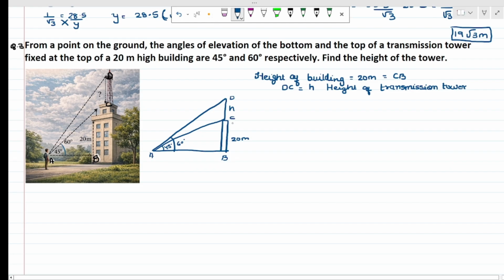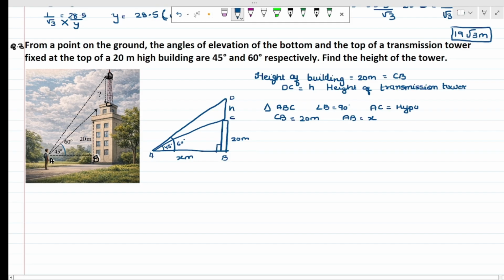Now, first of all, go for the small triangle. So we are taking the triangle CBA, or you can say ABC. So go for triangle ABC, where my angle B is equal to 90 degrees, and my AC becomes the hypotenuse. Okay. What is the information given over here? CB is already given, which is equal to 20 meter, and I am taking this distance of AB as x meter. So I am taking AB equal to x.